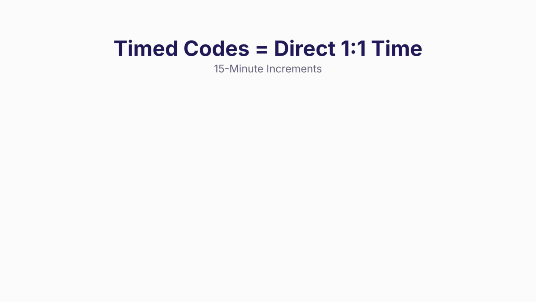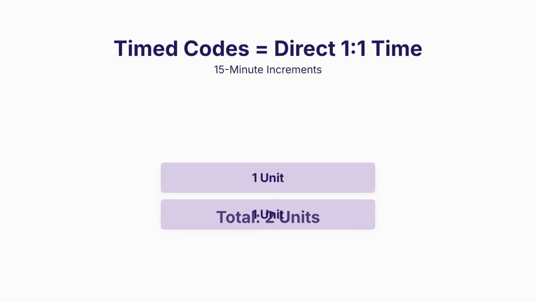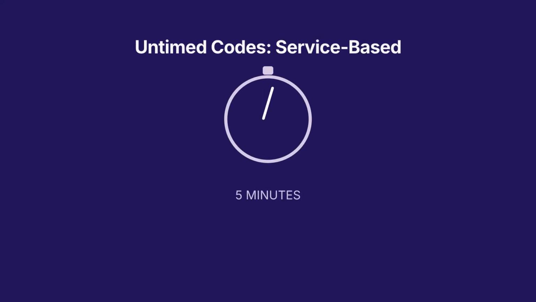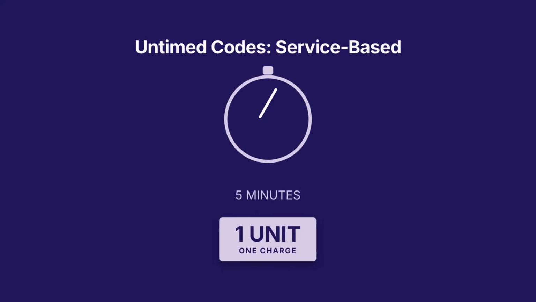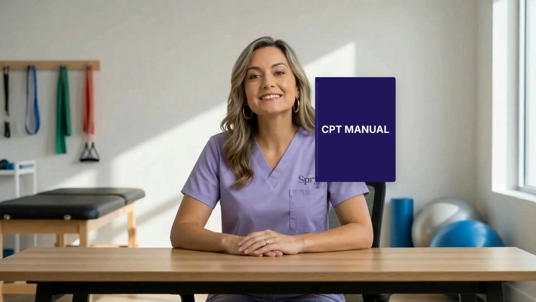Timed codes are billed in 15-minute increments based on the direct, one-on-one time you spend with the patient. The more time you spend, documented, the more units you can bill. Untimed codes are billed once per session. It does not matter whether you spent 5 minutes or 45. 1 unit, 1 charge.